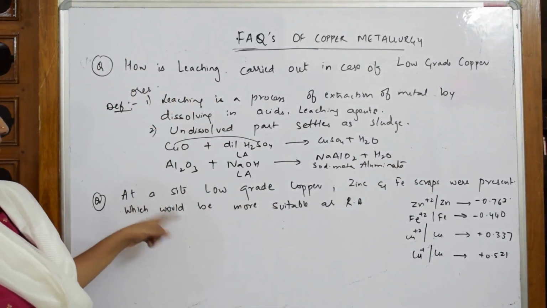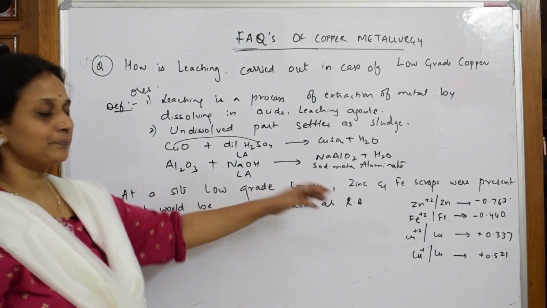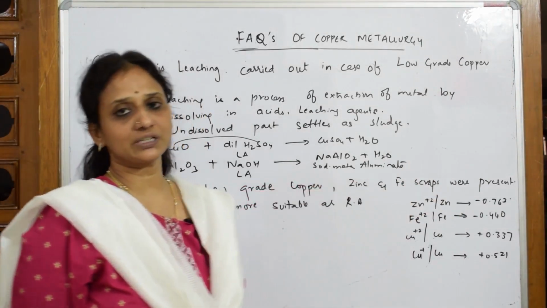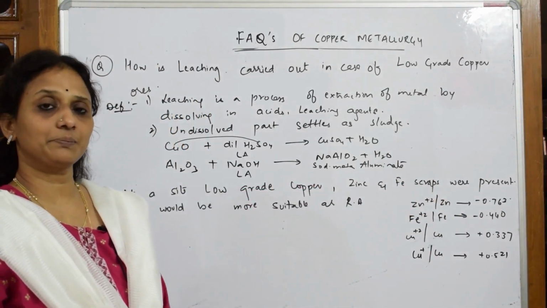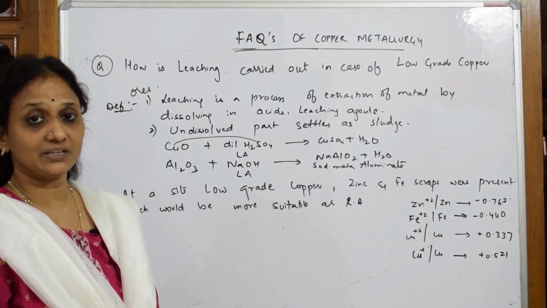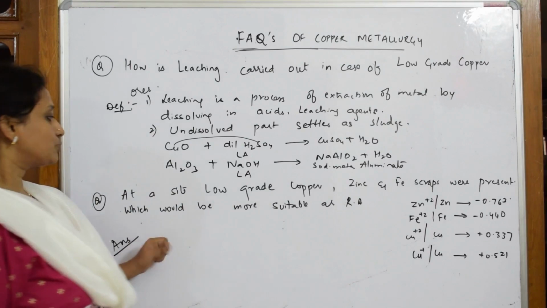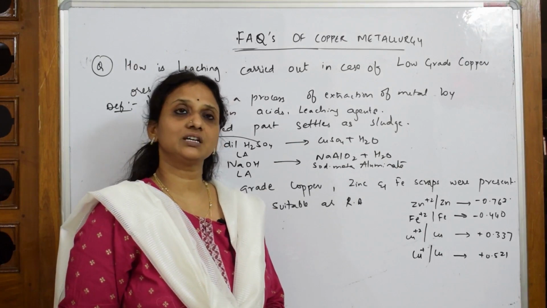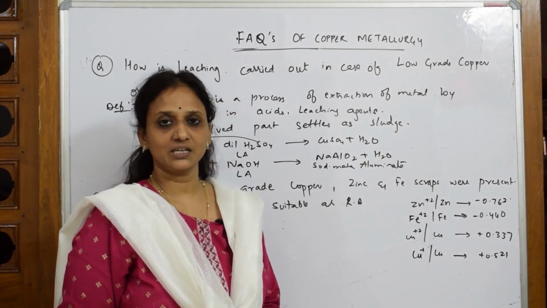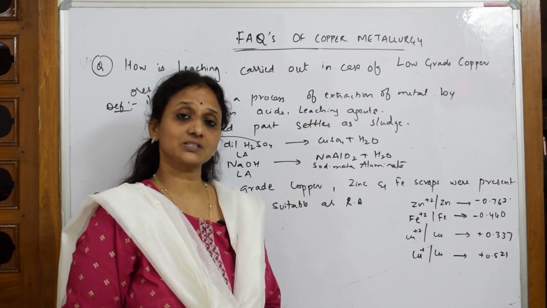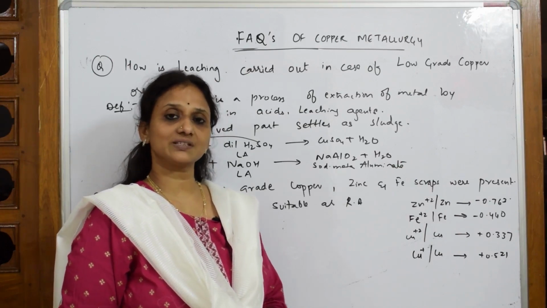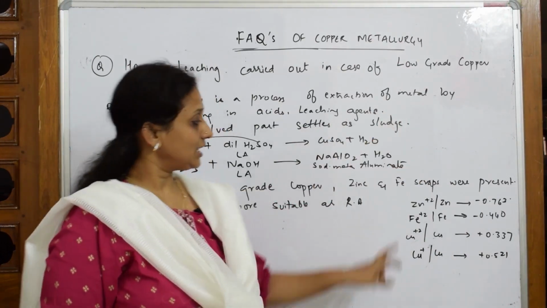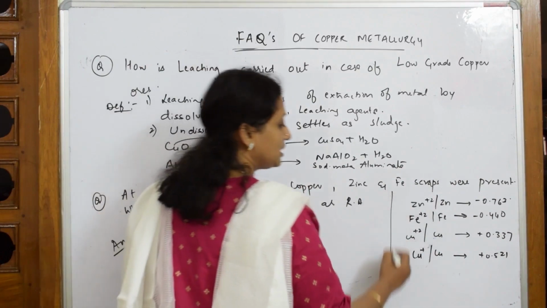Now the next question is: at a site, low grade copper is kept. Along with that, zinc and iron scraps are also kept, right? Why do we use scrap? Because the surface area is very high, the reactivity will also be very high, which would be suitable for a reducing agent. Now what is the criterion for deciding the reducing agent? We normally go with the electrode potential values. That is what you have studied in electrochemistry. We have a series called the electrochemical series, where we decide which will act as a better reducing agent. I picked up this list because they have asked which is a better reducing agent.